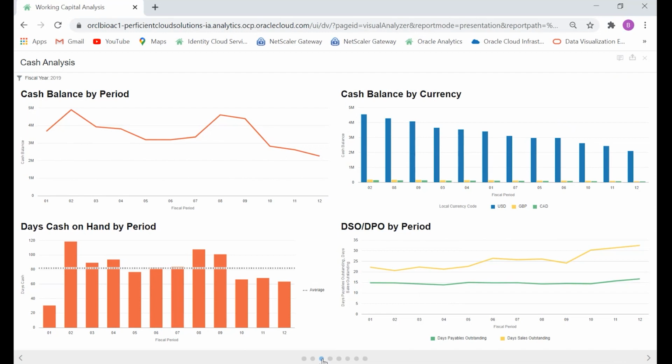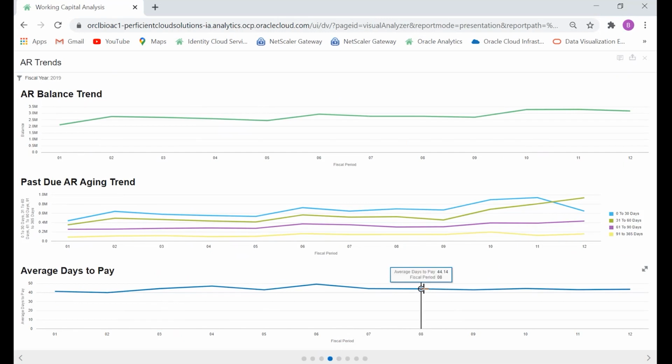In addition to summarizing cash balances by currency, this page presents a trend of days cash in hand over the year. The fourth page transitions into a deeper dive into accounts receivable. Of particular interest is the trending of the amounts of the past due aging buckets, as well as the trend of average days to pay.